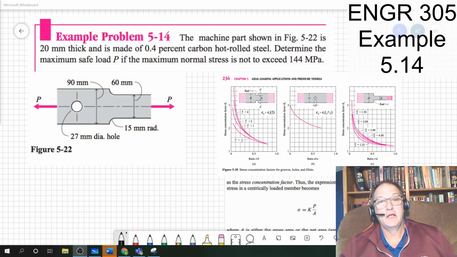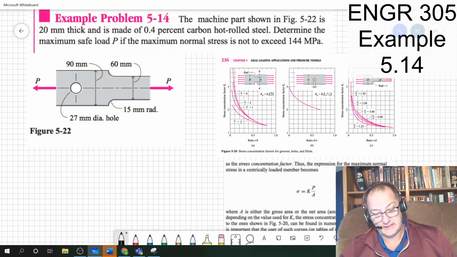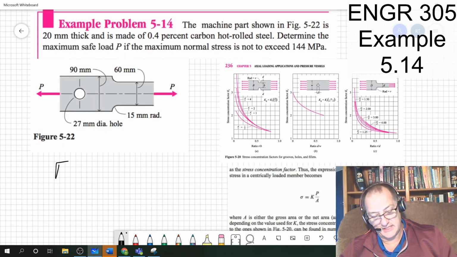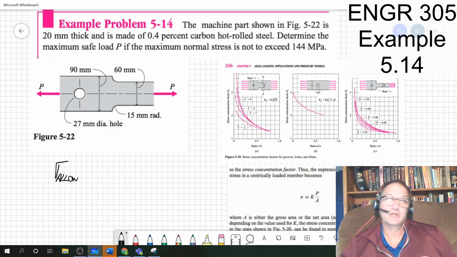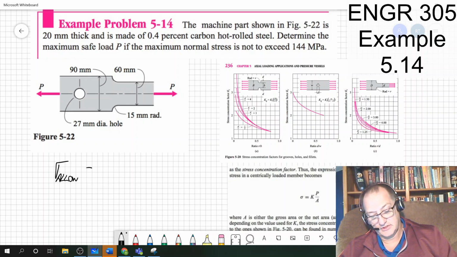But the safe stress, so I'll start taking some notes here. The safe stress, and I'm going to call that sigma allowable. You'll see that for me a lot, sigma A. I use that because it's not necessarily the yield, it's not necessarily the ultimate, it's just what I'm going to let go in this situation. That's what I believe is safe, that's what's allowable. So sigma allowable is 144 megapascals.